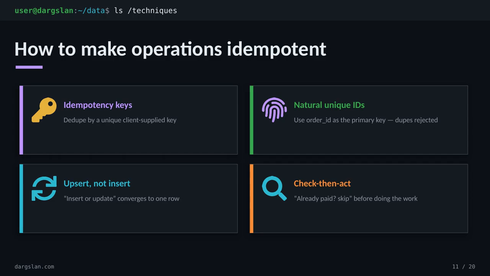There are a handful of go-to techniques. You can use an idempotency key, a unique token the client sends so the server can recognize a retry and dedupe it, or lean on a natural unique ID, like an order ID, and let the database reject duplicates outright. You can upsert instead of insert, so the same operation always converges to one row. Or simply check then act, ask already paid, before doing the work again.